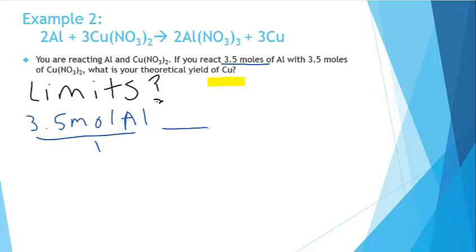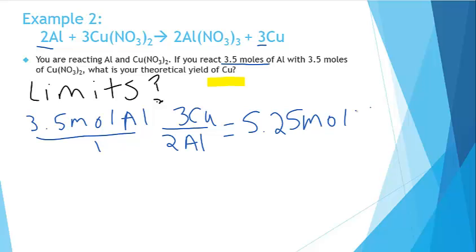So again, remember, you're going to go to your balanced equation. So it's 2 aluminums for 3 coppers. So you'd have 2 aluminums, 3 coppers. Okay, so you're going to calculate. And you come up with, oops, pen not working, 5.25 moles of copper.